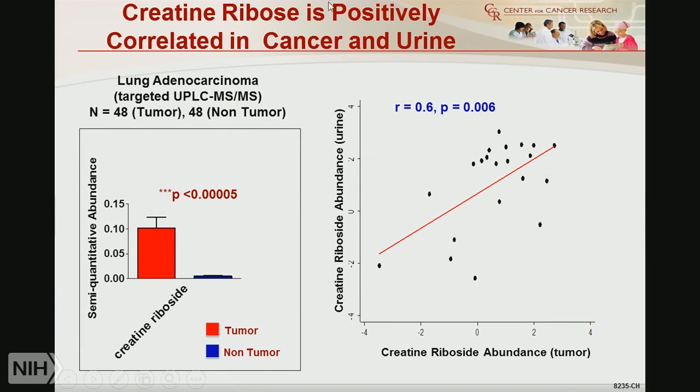And to show you that these are tumor-based metabolites, creatine riboside is positively correlated in the cancer, so it's high in the cancer compared to the non-cancer. And there's a positive correlation between the amount in the tumor and the amount in the urine. So that's this line right here.